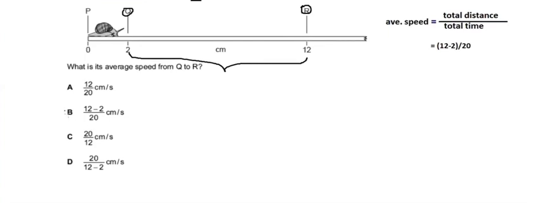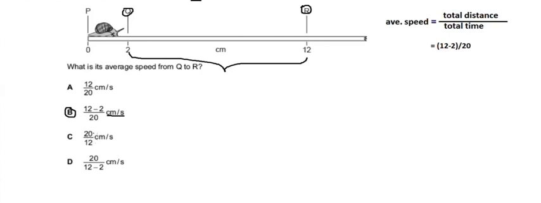Here option number B, you can see that it is nothing but 12 minus 2 divided by 20 centimeter per second. So this is nothing but our answer. They are asking between Q to R, that's why this 12 by 20 cannot be answered. It is actually for PR. It is for distance PR, that is nothing but 12.